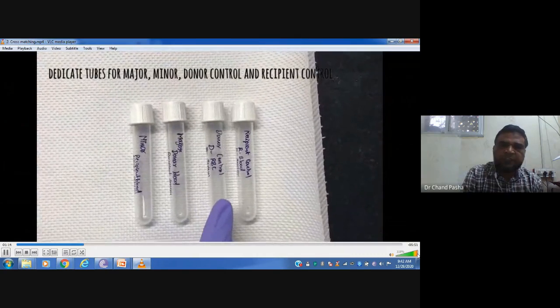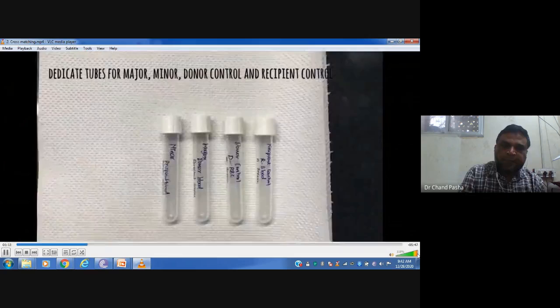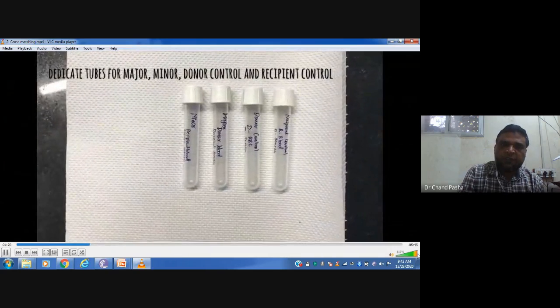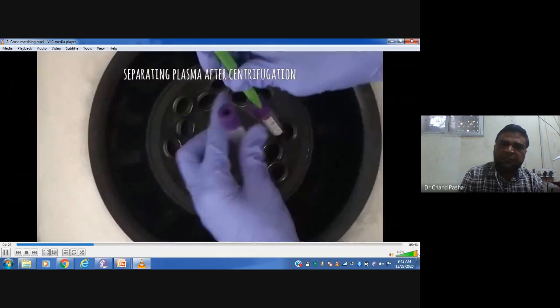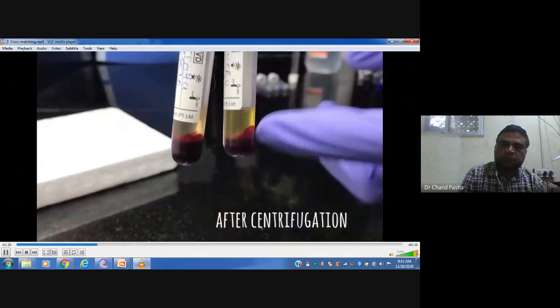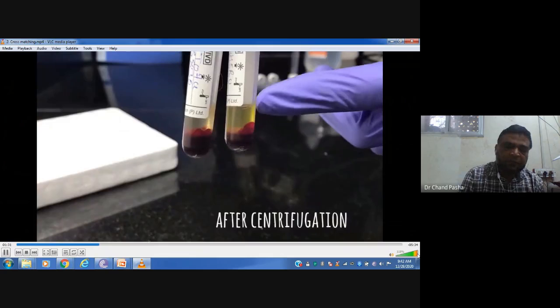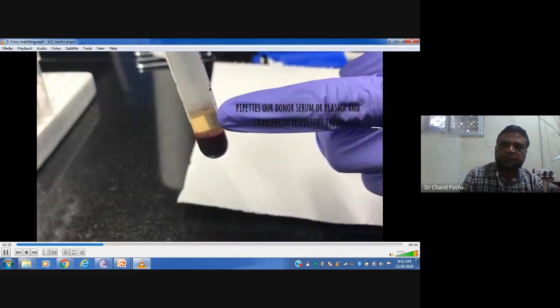Donor control will have donor blood and donor serum. Recipient control will have recipient blood and recipient serum. In major, you are looking for recipient antibodies; in minor, we are looking for donor antibodies. Start separating plasma after the centrifugation. Plasma can be separated and transferred into plain test tubes. See the plasma, because we didn't allow for clotting. The packed cells in the lowermost bottom will be taken for erythrocyte washing.